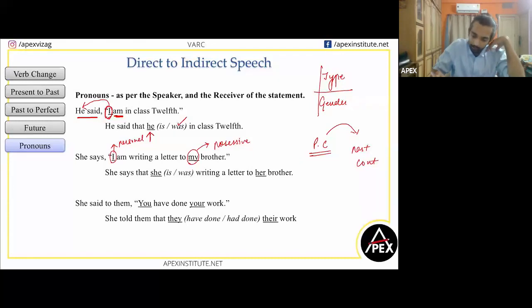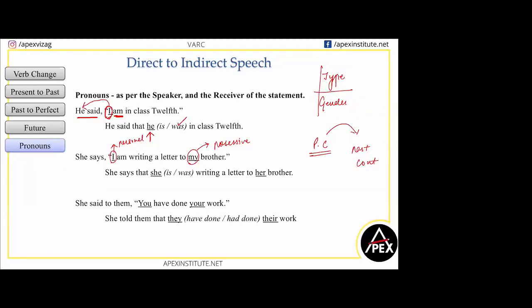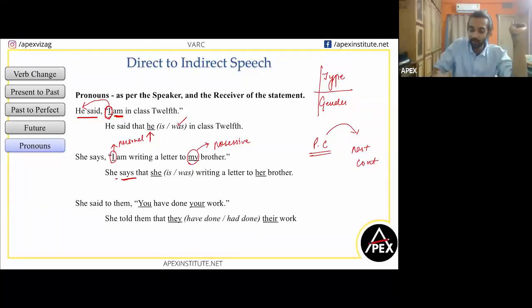Sorry. Yeah, this will be is only. She says that she is writing, because it says over here. No, okay. Yeah. No. She says that she was writing a letter to her brother. It will be she was here also. Because this says part is the noun that is already there. So the rest of it, we'll have to convert it from present to past. So she says that she was writing a letter to her brother.